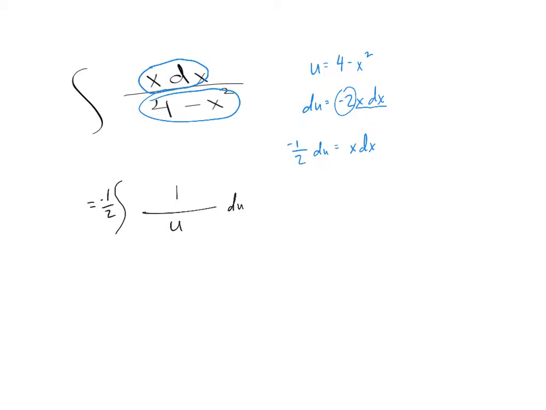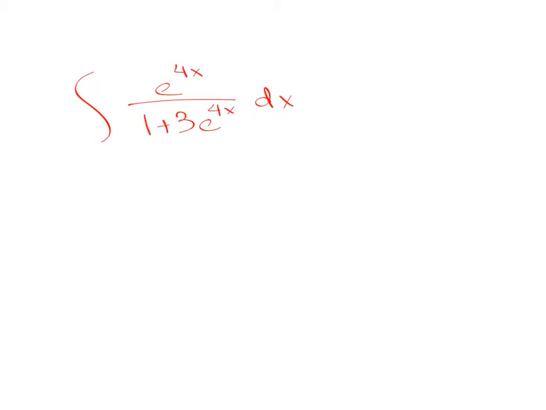And then once again, I'm just integrating 1 over u du, which is the natural log of u plus c, and then back substitute: negative 1/2 ln of 4 minus x squared plus c. And you can again check these with the derivative and see if you've done it correctly.